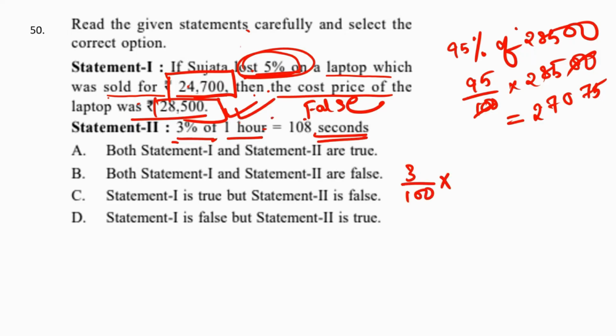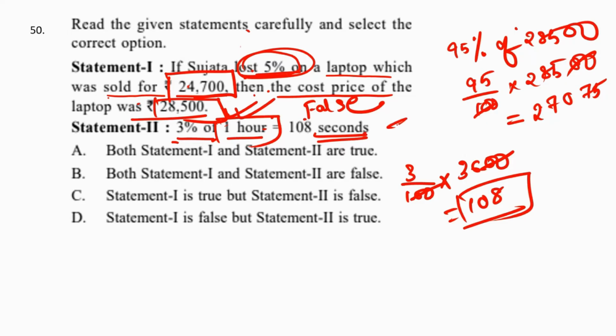Moving on to the second statement, 3% of 1 hour is 108 seconds. 1 hour means 3,600 seconds. So 3% of that, if we simplify, we get 108. So that is according to the question, so that's true. So the first statement is false, the second is true. Option D is the answer. With this, we complete our paper.